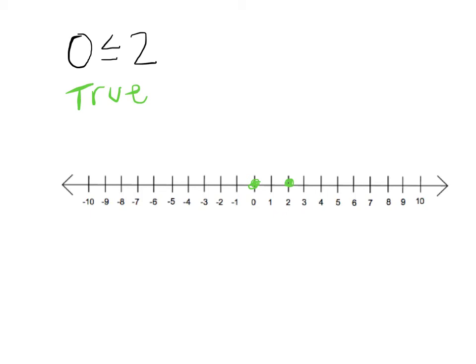Alright, so let's look at another one. Let's say we have 0 is less than or equal to 0. Now, if we look for 0, and there's 0 again, we ask ourselves, 0 could be less than 0, which is not true, but 0 could also be equal to 0, which is true. So again, this is a true statement.